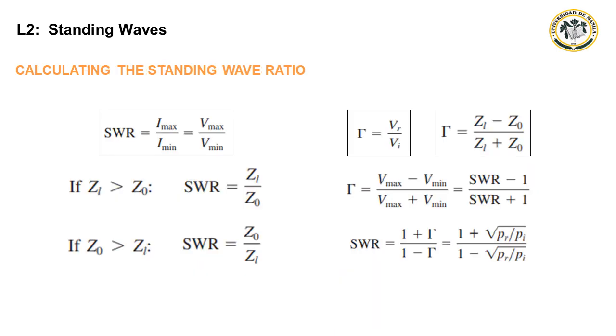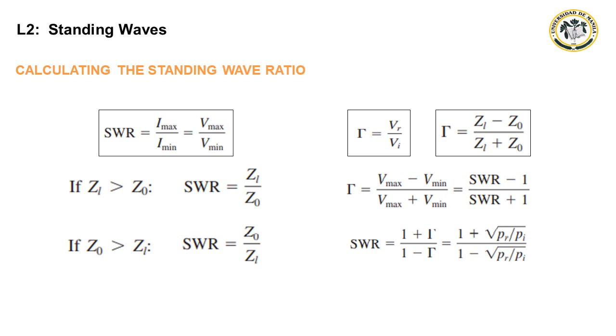The magnitude of standing waves on a transmission line is determined by the ratio of the maximum current to the minimum current, or the ratio of the maximum voltage to the minimum voltage along the line. These ratios are referred to as the standing wave ratio. Measuring the maximum and minimum values of voltage and current on the line is not as practical in the real world, so other ways of computing the standing wave ratio have been devised.